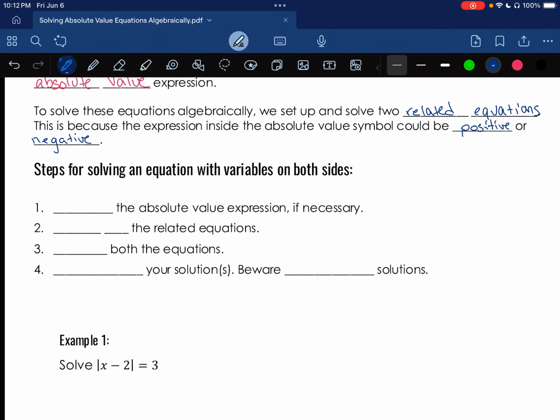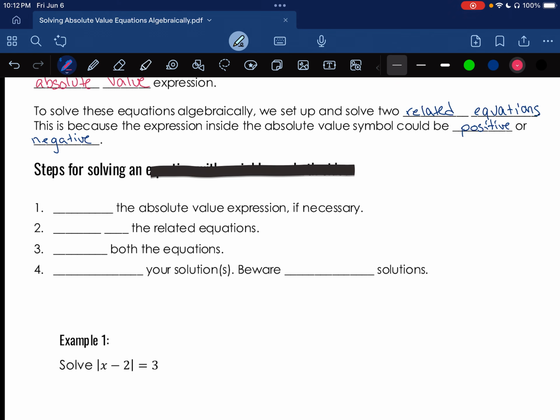All right, so steps for solving an equation here. Oh my goodness, that's embarrassing. I just found a typo. Don't worry, my copy I give you is going to be flawless.